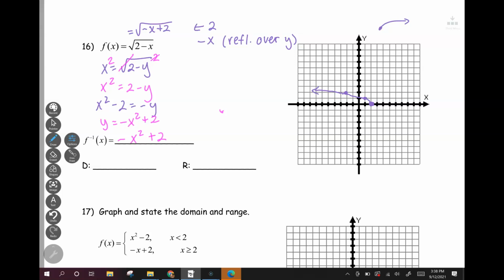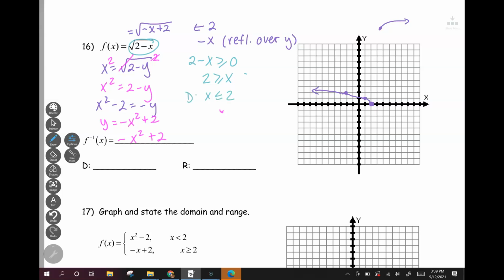Okay, now I can graph that, but domain and range is important here because we know there is a restriction on the domain when you're talking about square roots. So that would be 2 minus x is greater than or equal to 0, right? What's underneath the radical has to be greater than or equal to 0. Add that x over. I like to flip it around. x is less than or equal to 2.